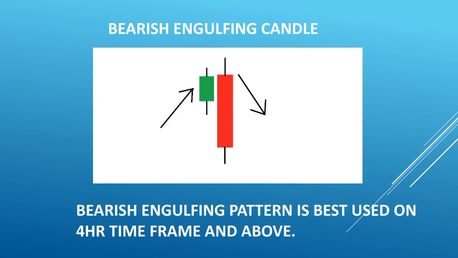The bearish engulfing pattern is best used on the 4-hour time frame and above. It's not as if we do not have bearish engulfing candles on the 1 hour, 30 minutes, 15 minutes, 5 minutes, or 1 minute time frame. But the ideal time frames are the higher time frames, which start from the 4-hour time frame, daily, weekly, and even monthly time frame. The higher the time frame, the stronger the impact of the bearish engulfing candle.